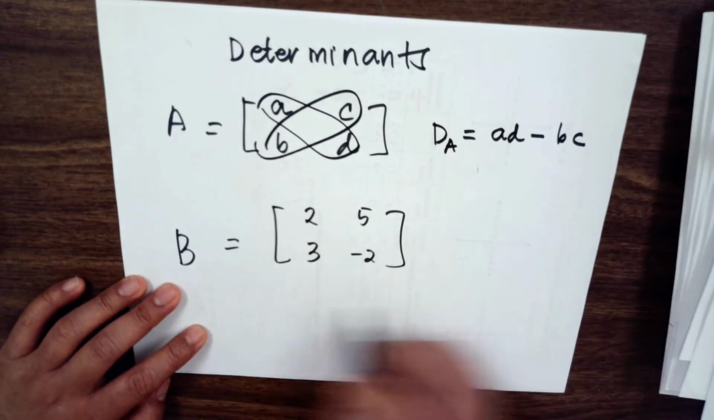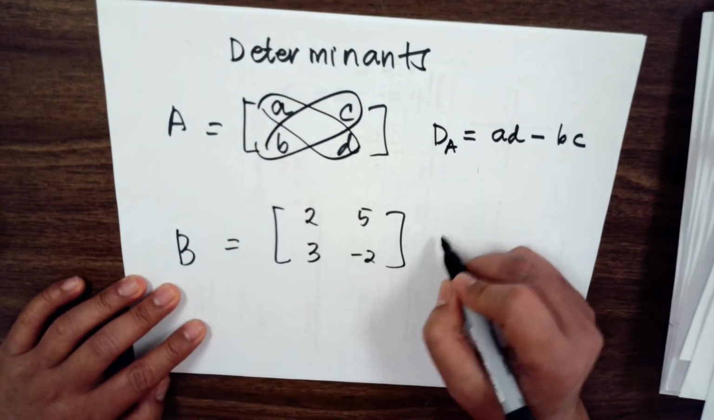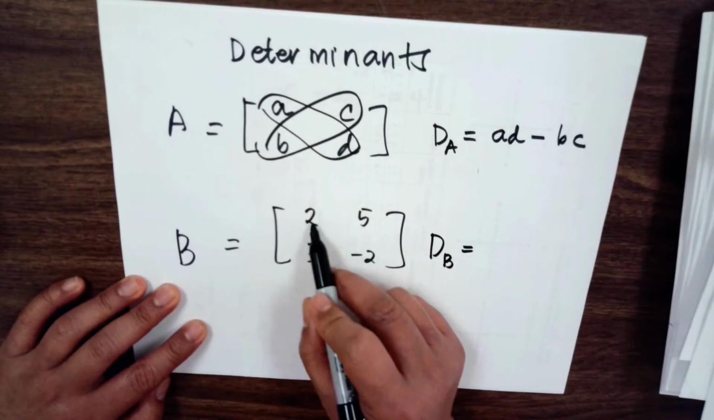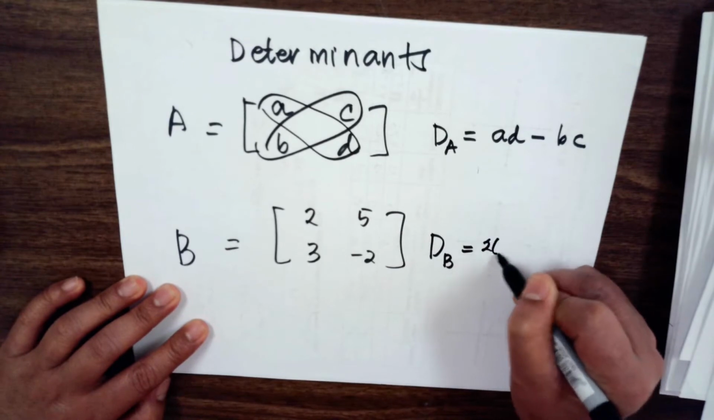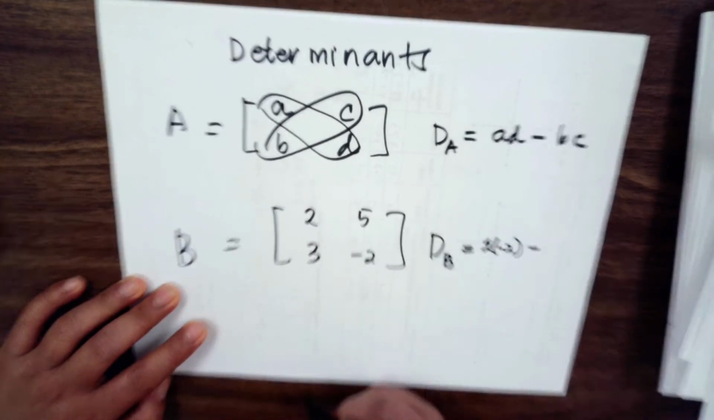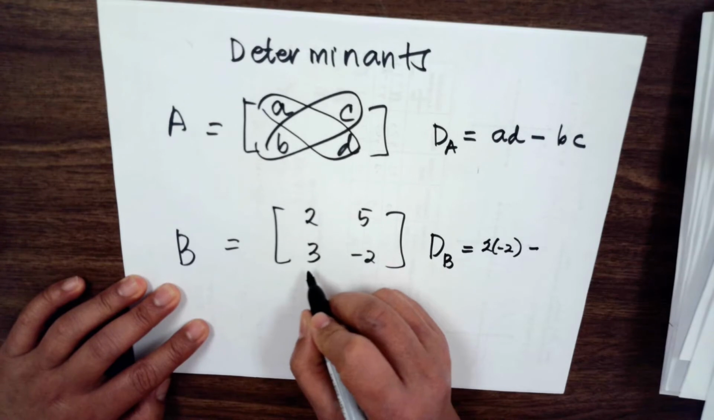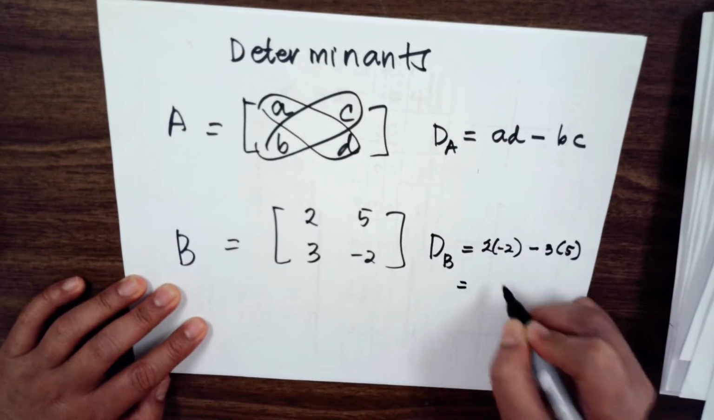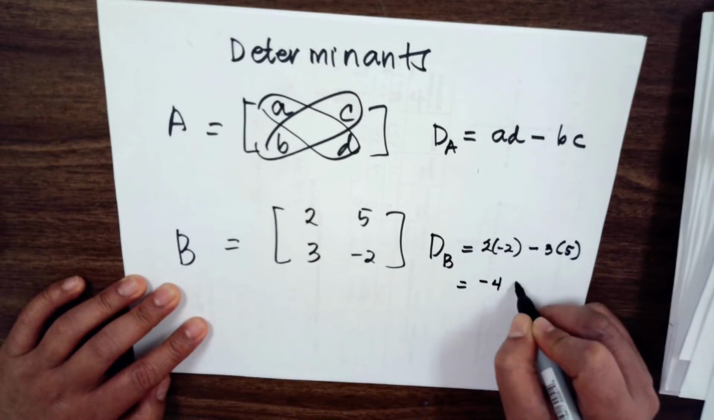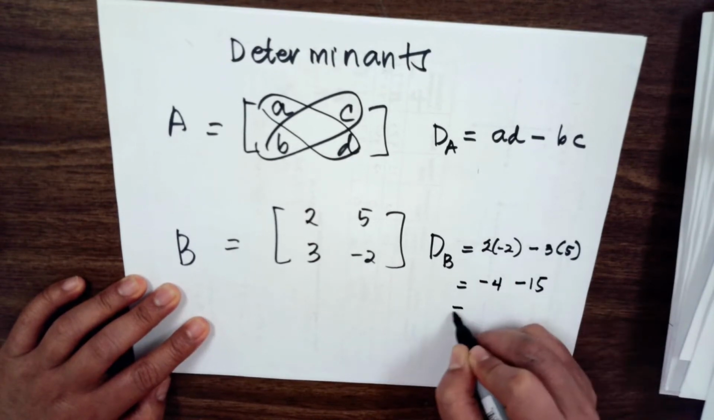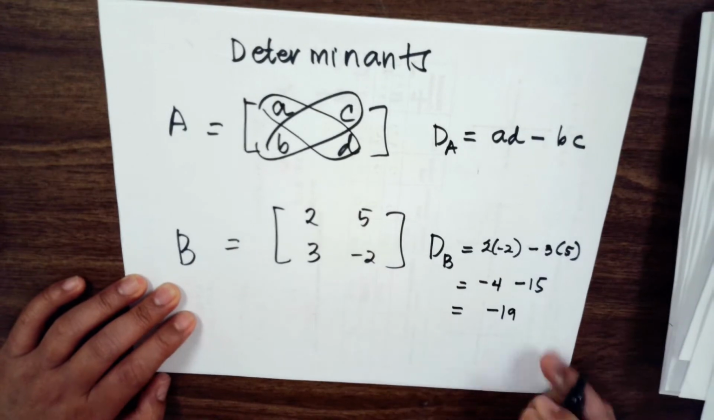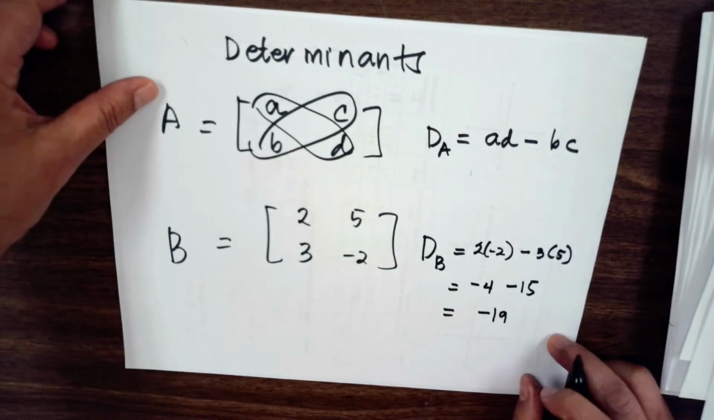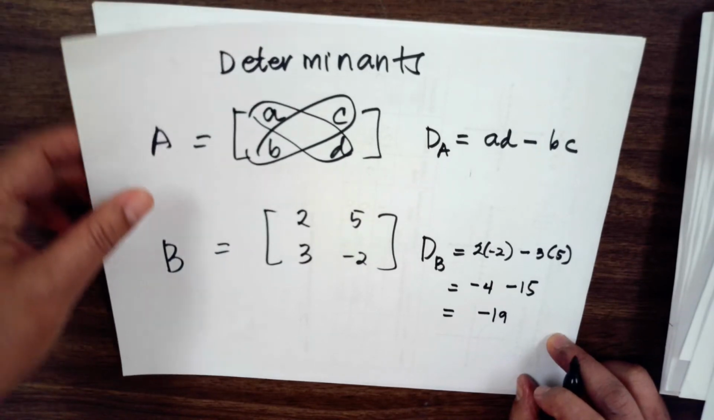Alright, now if you have the matrix B, you want to find its determinant. So that would be 2 times negative 2 minus, alright, don't forget that, 3 times 5. And so you have negative 4 minus 15. And that gives you negative 19. So if you have a series of negatives, simply add them and copy the sign. So that's how a determinant works.